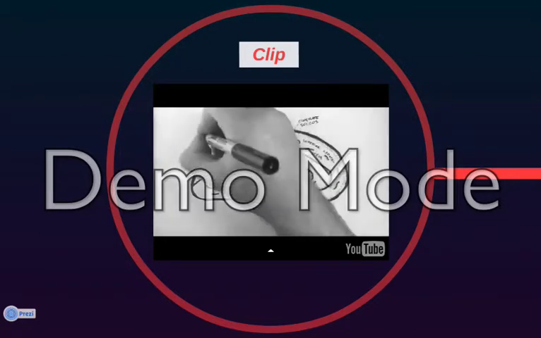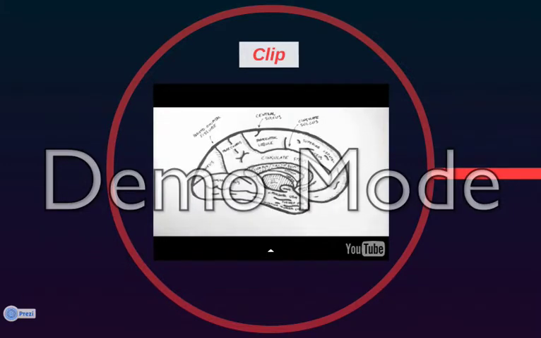Here is the parieto-occipital fissure. And we saw that on the lateral aspect of the brain. Here we have the calcarine fissure. And down here is the collateral sulcus. And here is the inferior temporal sulcus, which in an earlier video I mentioned we'd see.